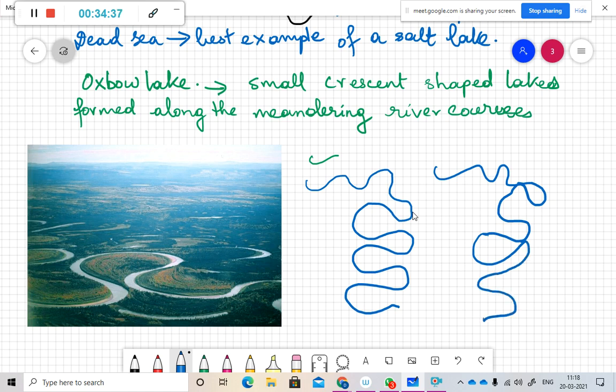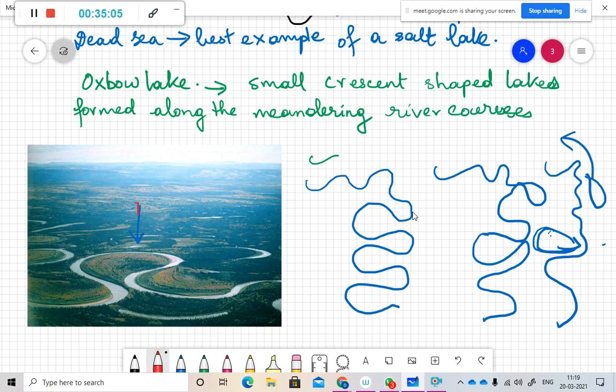Then suddenly it can become like this, that this goes on like this, and over here you find one lake like this, an Oxbow Lake, and another lake like this. So this is an Oxbow Lake. As you can see in this picture over here, this is an Oxbow Lake which has formed.